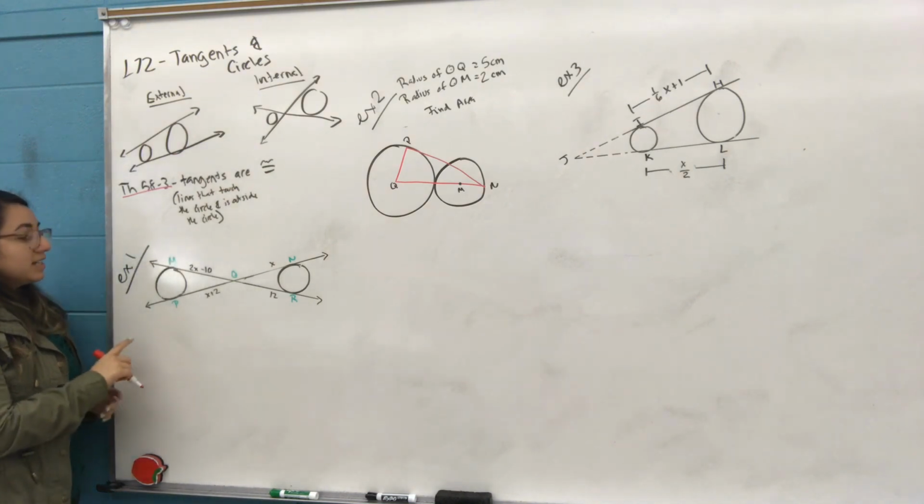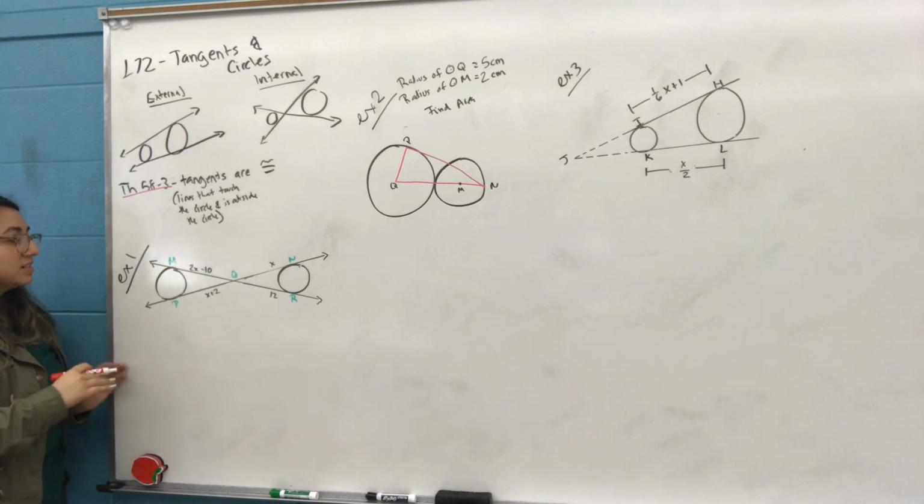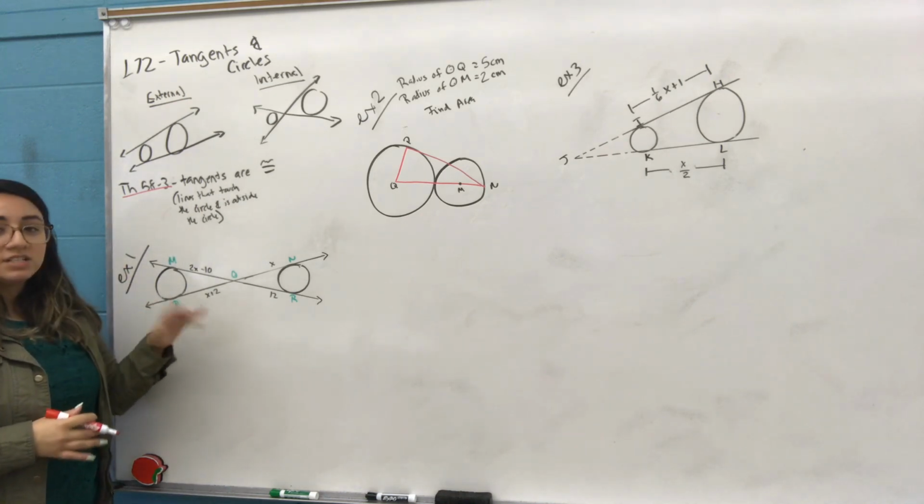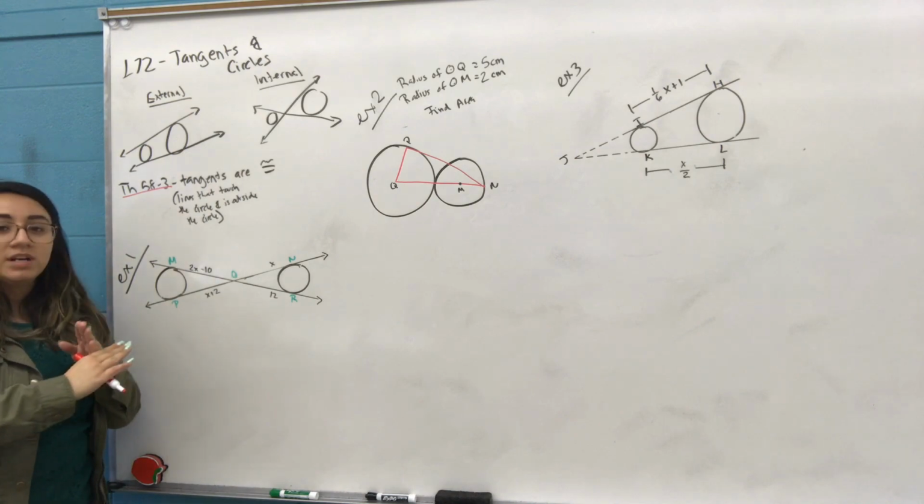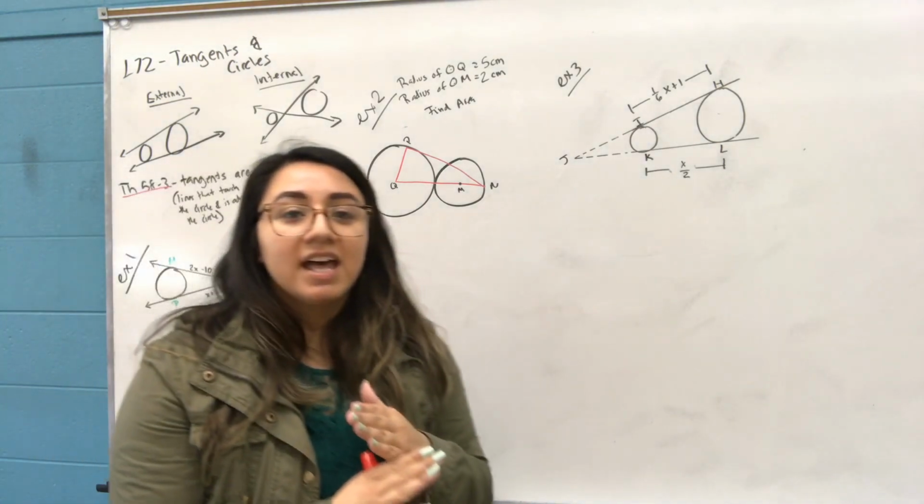So here, example 1, we have some sort of two tangents in a circle. They intersect at one point. We don't know if they intersect evenly at a certain point.